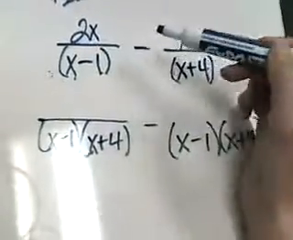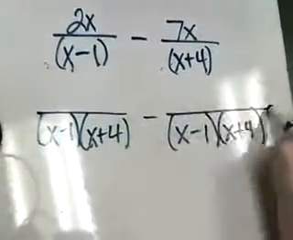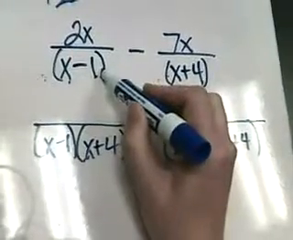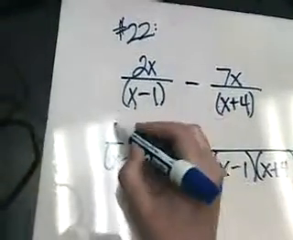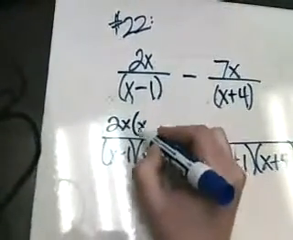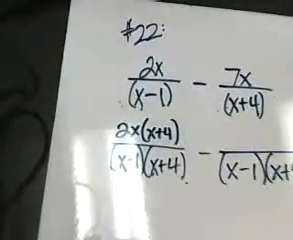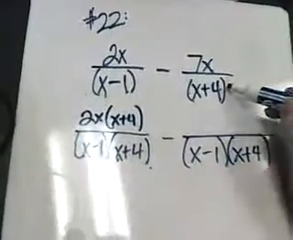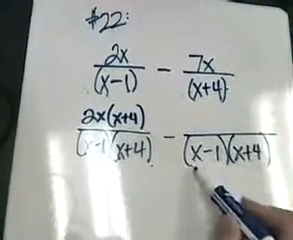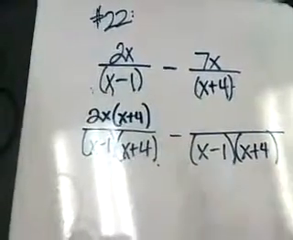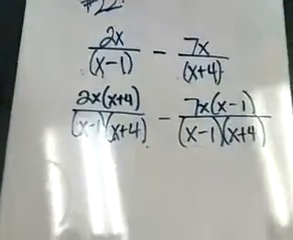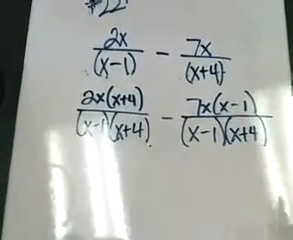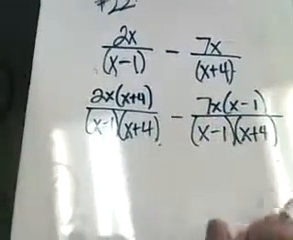Now I'm looking to see how my denominators changed. How did I go from this to this? Well, I multiplied by an x plus 4, so I've got to take the top times x plus 4. Then how did I go from just x plus 4 to this? I multiplied by an x minus 1. Okay. Now I'm ready to clean up the tops and squish everything together.